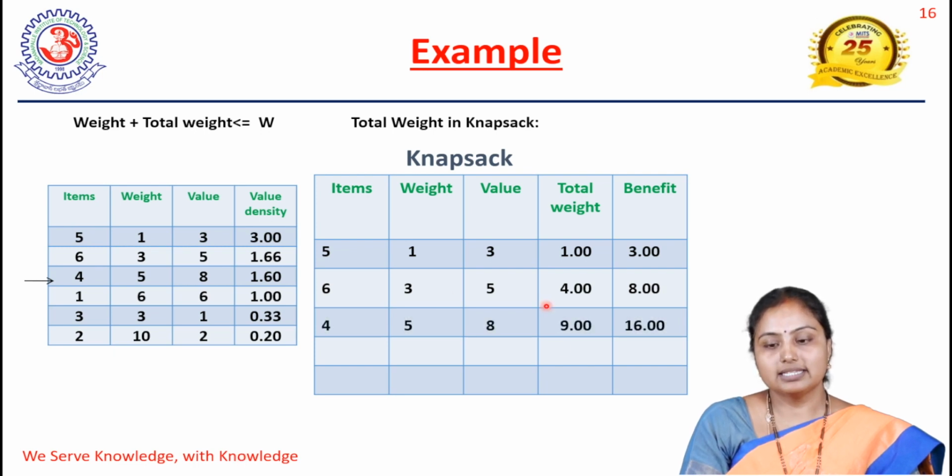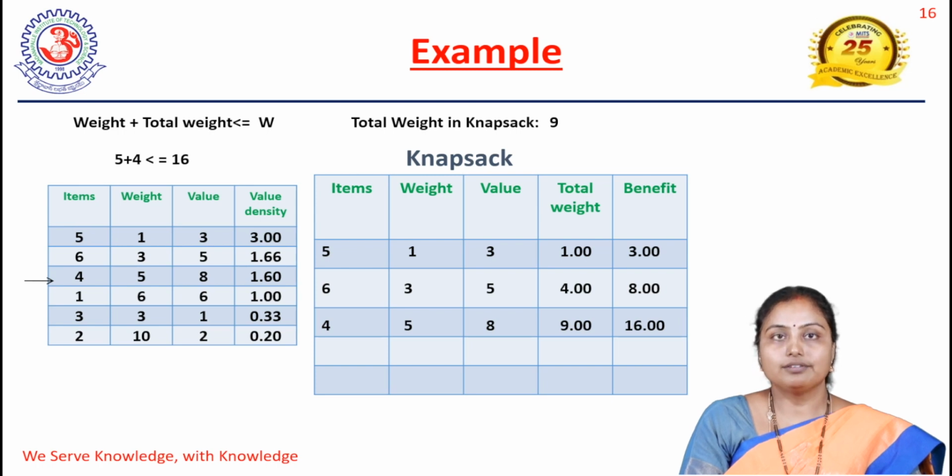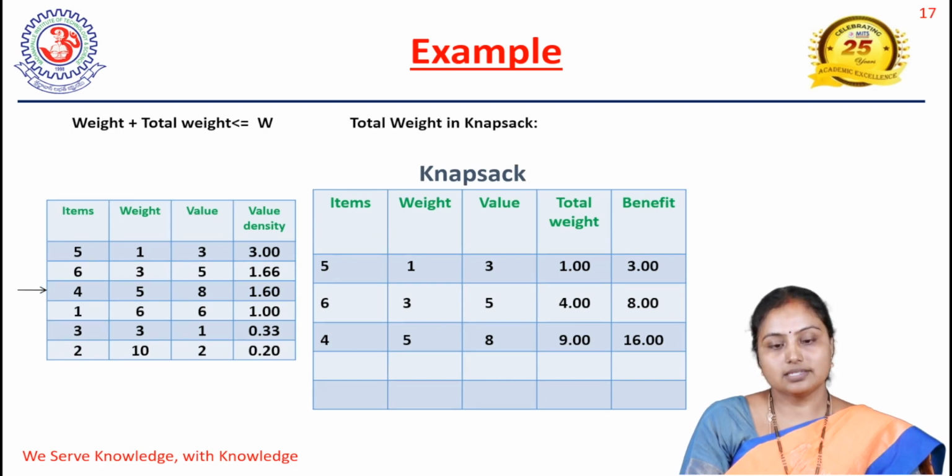Again we have to observe the total weight and benefit. The total weight is 9, because previously the weight is 4 and now we are adding the element with weight 5. So the total is 9 and the benefit is 16, because previously it is 8 and now it is 8, so 8 plus 8 is 16. Again we have to check the constraint, whether it exceeds the maximum capacity of the knapsack or not. Our total weight is 9 only, but our constraint is 16, so it is satisfied. So we have to repeat the same process for the next item.